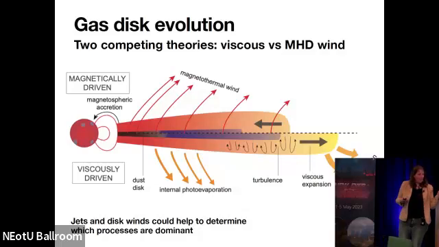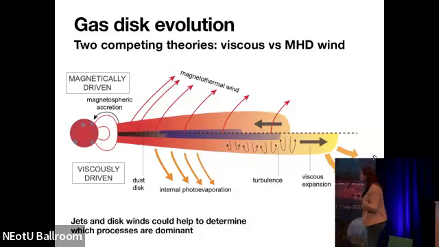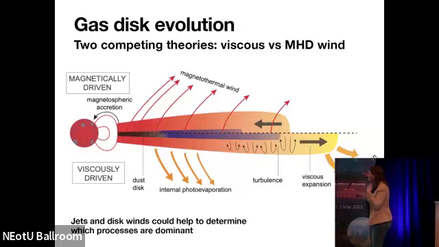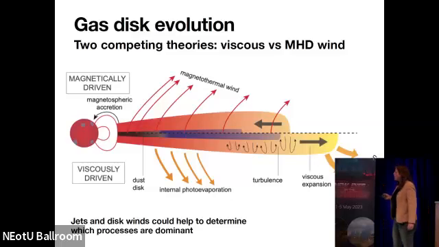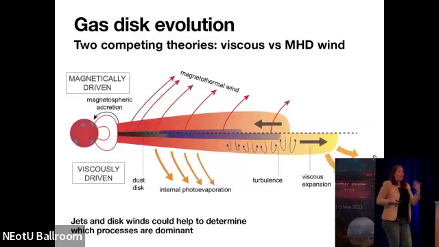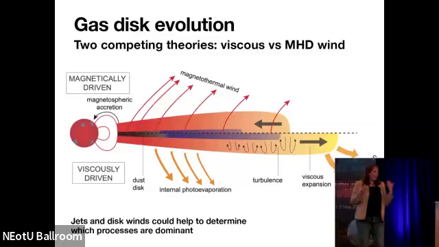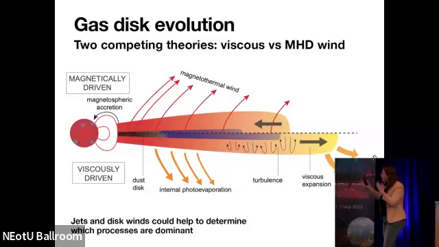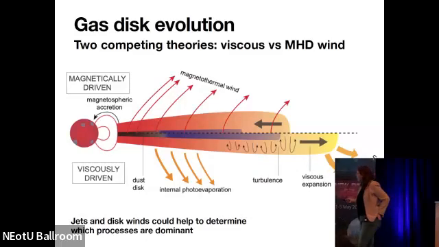On the other hand, there is this MHD disk wind model, where the accretion is driven by magnetospheric accretion. In that case, the turbulence is very low, but you do expect to see this magnetothermal wind, essentially a very strong wind originating from the inner part of the disk. And essentially the study of jets and disk winds, which we can trace at centimeter wavelengths, could help to determine which one of these two processes is dominating in the disk evolution process.